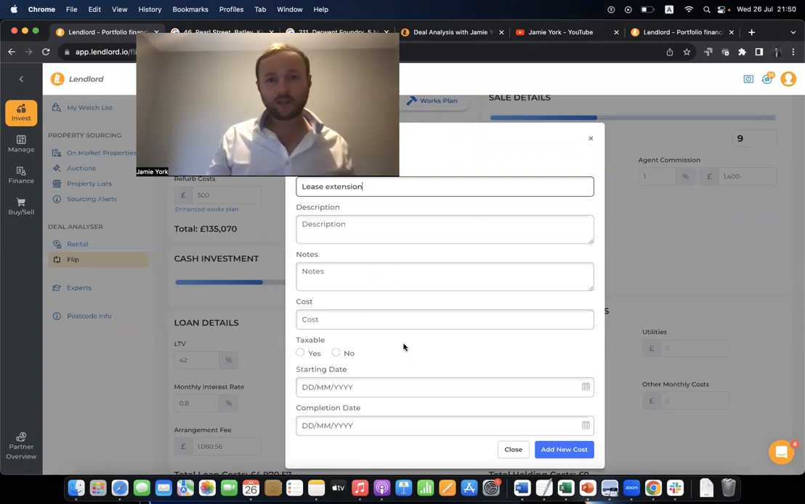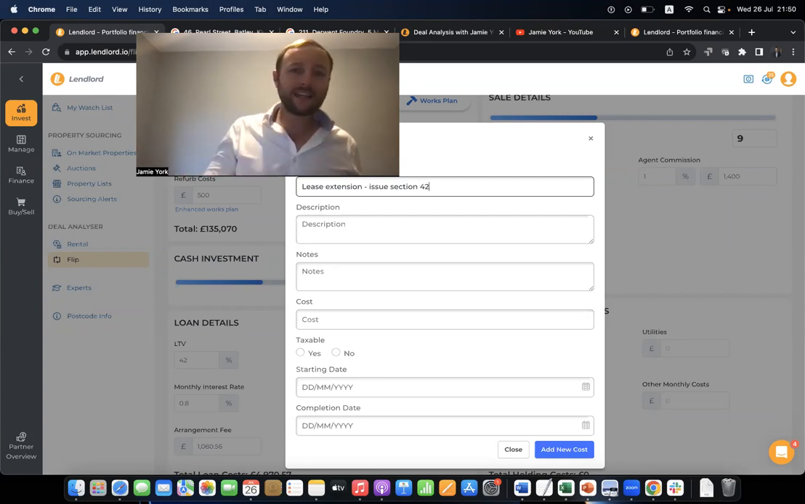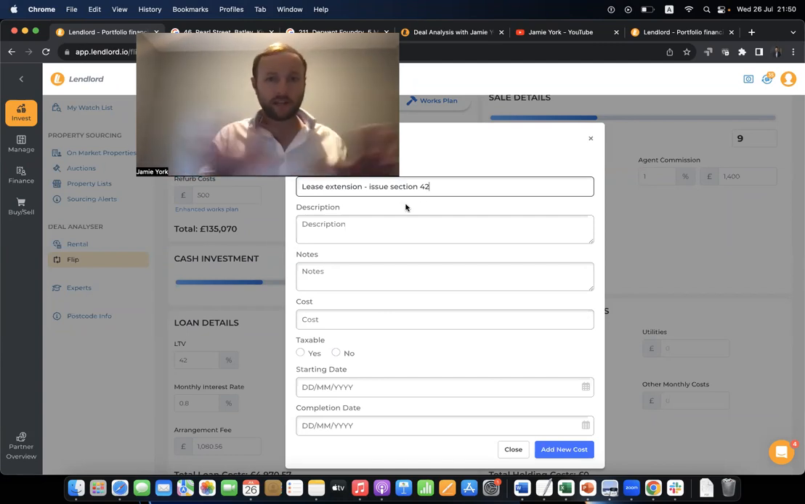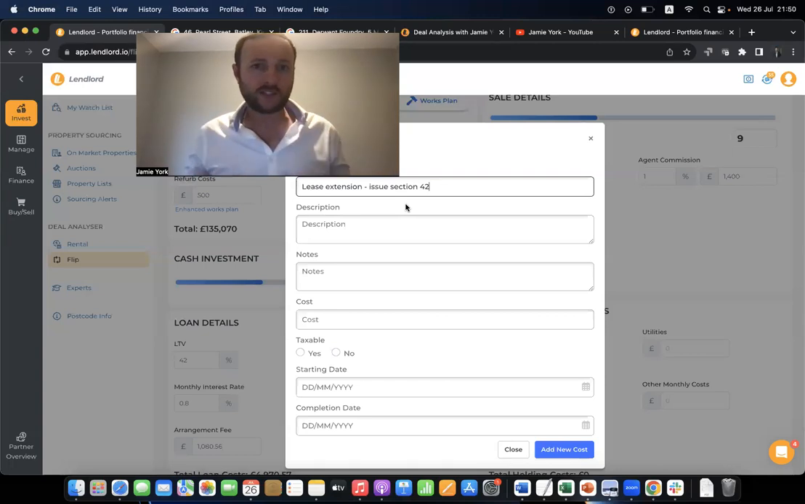When you're buying it, you get the vendor of the property to issue a Section 42. Make sure to write that down. Really important, guys. A Section 42. All they're doing, they don't spend really anything. It's just initiating the lease extension, which means you can buy it and extend it straight away. So you completely eradicate that 2-year waiting list.